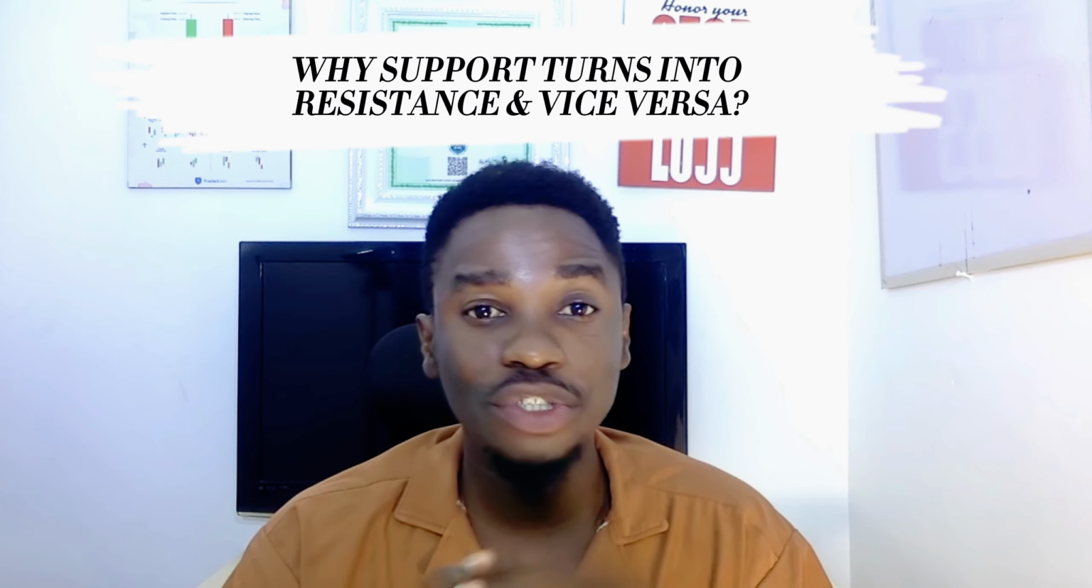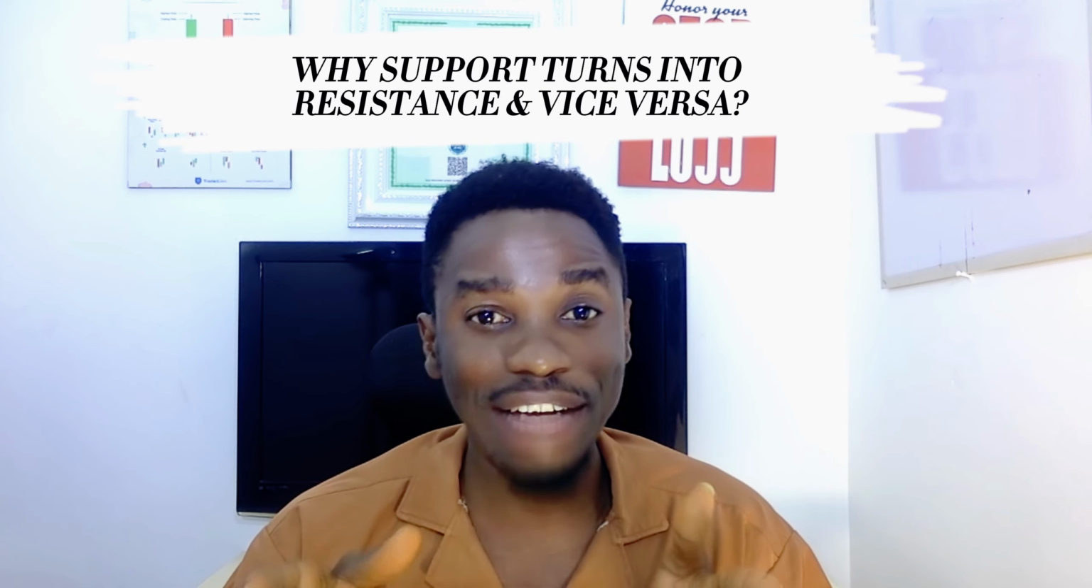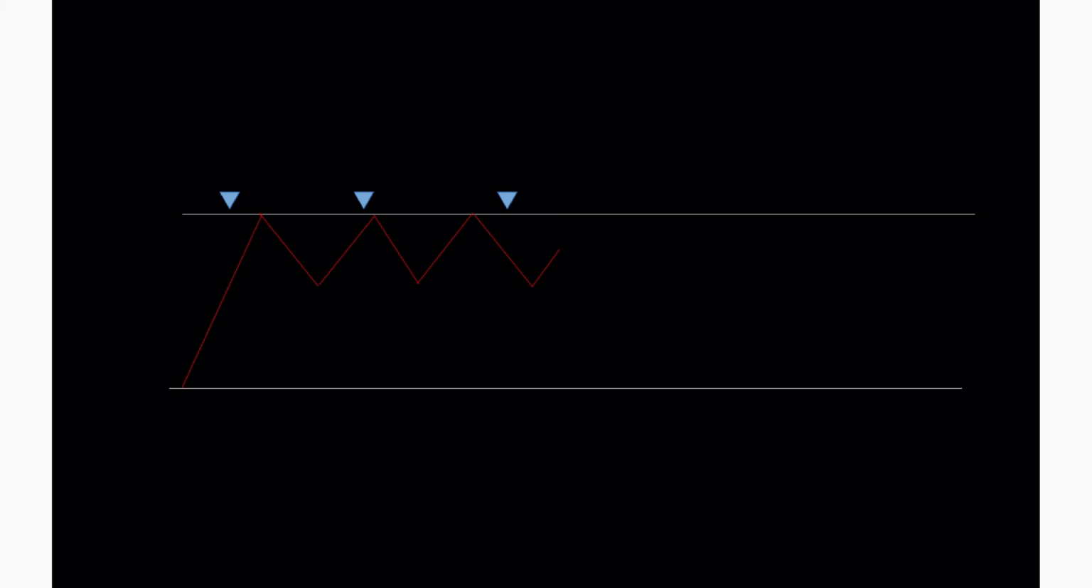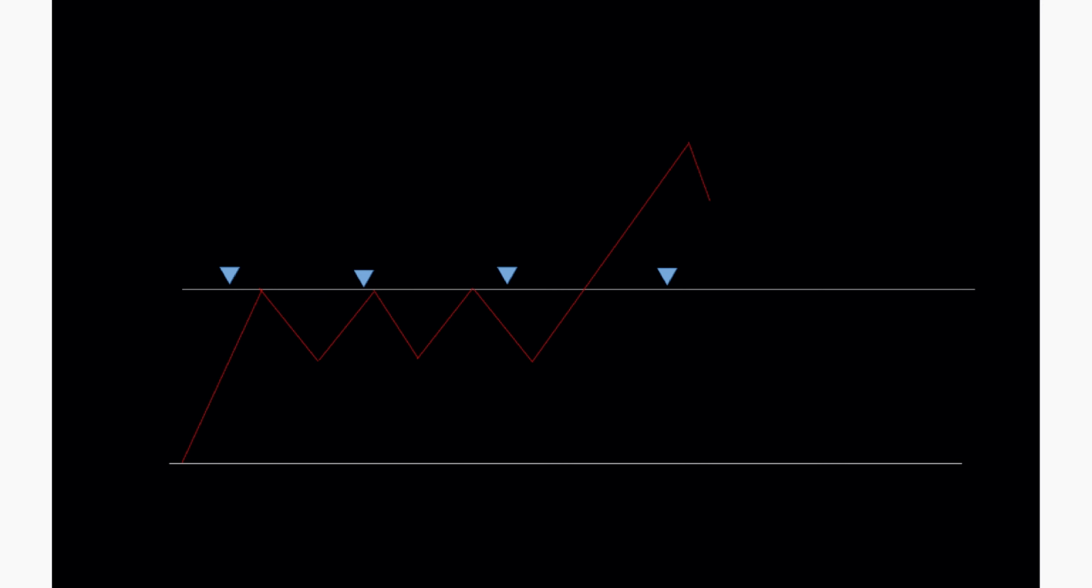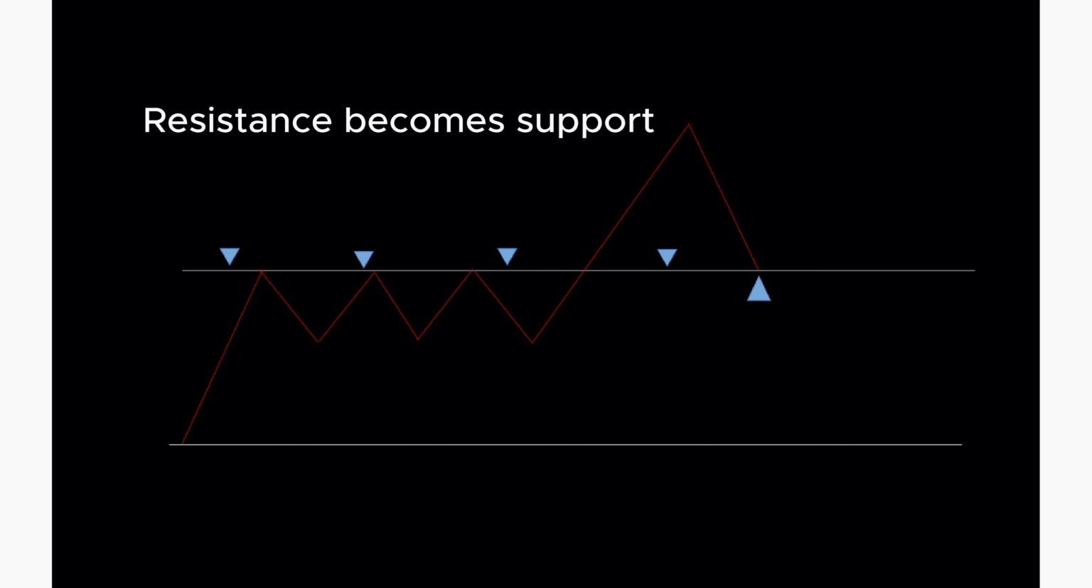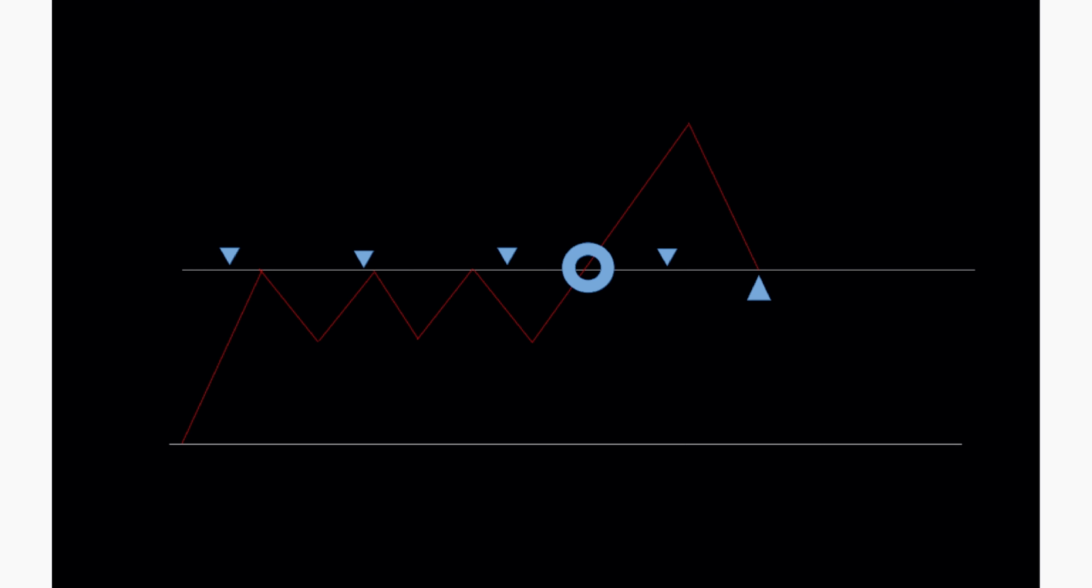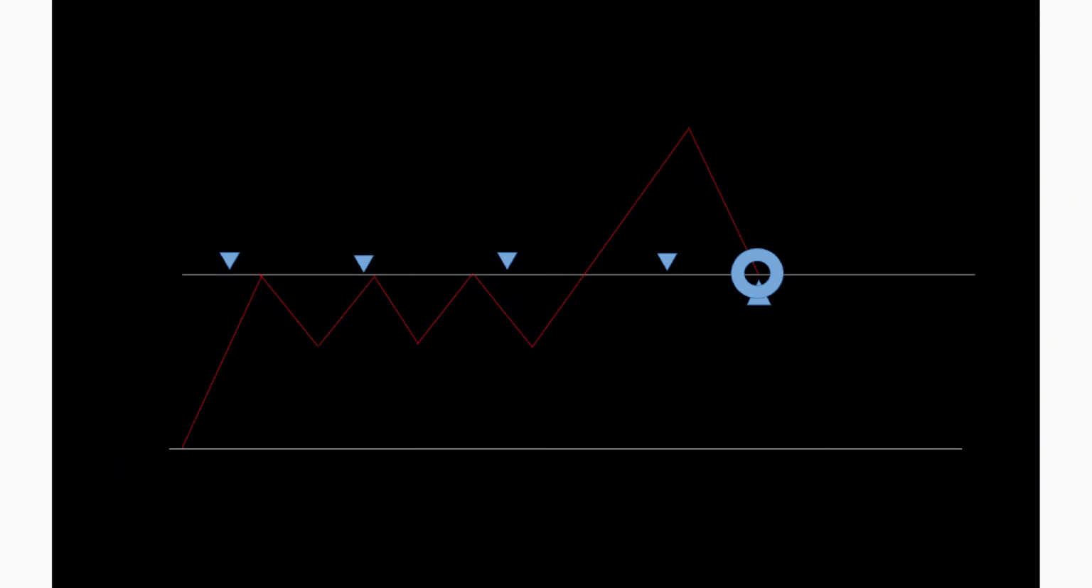Let me tell you why support turns to resistance and vice versa. Let's say you have a resistance and price hits that particular level and drops back. And one day, boom, price breaks it. Let me tell you what happened next. As price comes back down after that breakout, that level becomes support. Now here's the reason: people who missed the move when it originally broke out now want in by buying again.